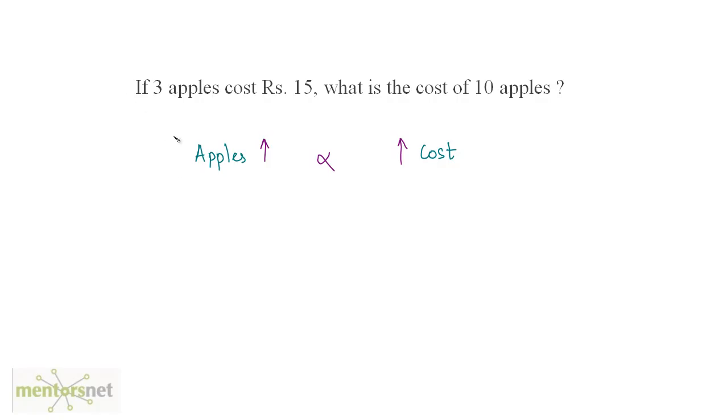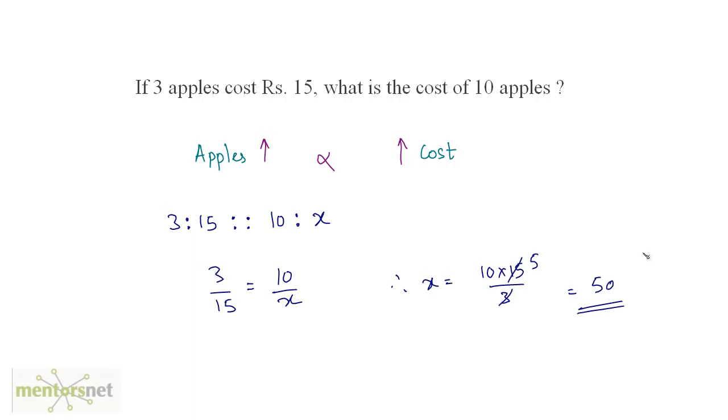So I can take the ratio of the apples to its cost is directly proportional to another ratio of apples to its cost. So 3 is to 15. 3 is the number of apples, 15 is the cost, is directly proportional to, now the number of apples is 10, let the cost be x. So I can write 3 by 15 is equal to 10 by x. So therefore x is equal to 10 times 15 by 3. So 10 times 5 is 50. The cost of 10 apples is 50 rupees.